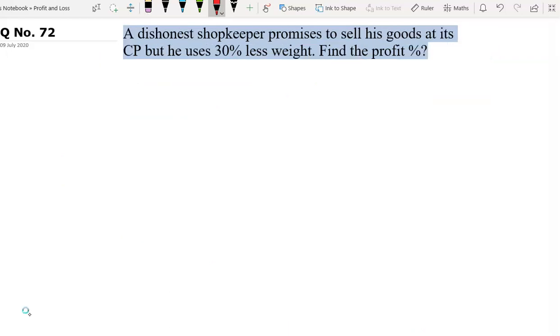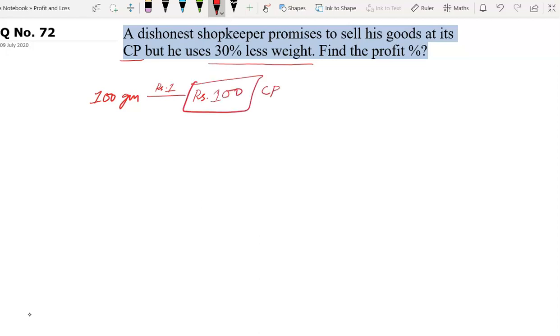Question number 72. A dishonest shopkeeper promises to sell his goods at its cost price, but he uses 30% less weight. Find the profit percent. So let's say the shopkeeper has 100 gram of goods and each gram costs him rupees 1. So 100 gram will cost him how much? His cost price will be 100 into 1, rupees 100. So this is his CP.